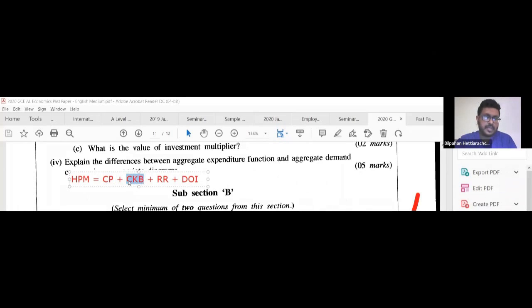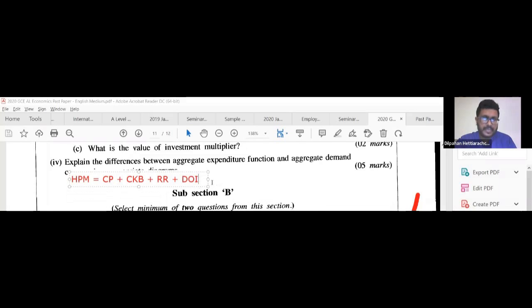CKB means currency held by commercial banks. RR, required reserves. DOI, deposits of other institutions.